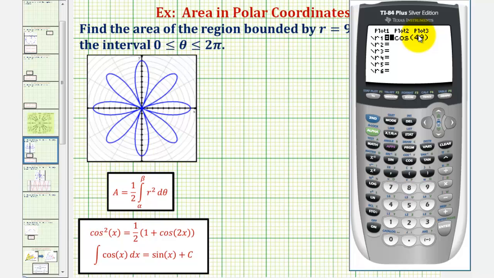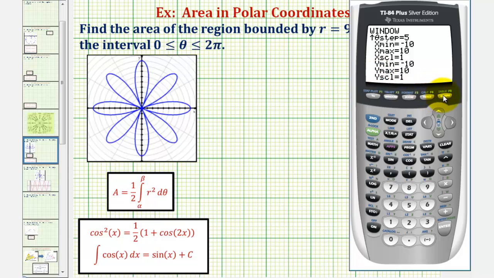But before we graph this, we do want to make sure we have the window set correctly. So let's press the window key. And again, we're using degrees, not radians. So we want the theta minimum to be 0 degrees, the theta maximum to be 360 degrees, and increments of theta would be by 5 degrees. Let's change the interval for x from -10 to +10. And I think the y values are already from -10 to +10, which they are.